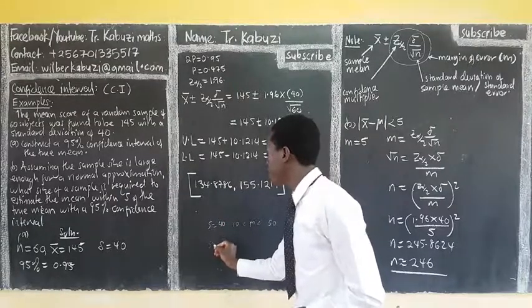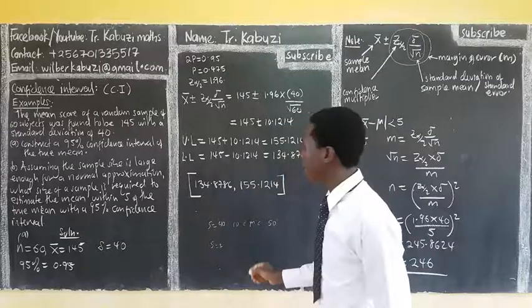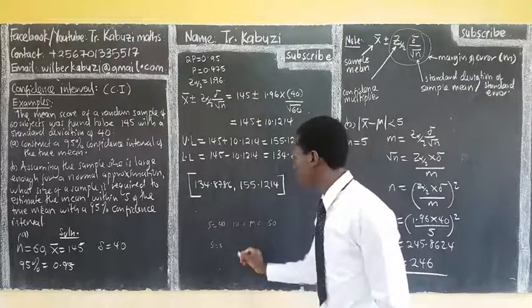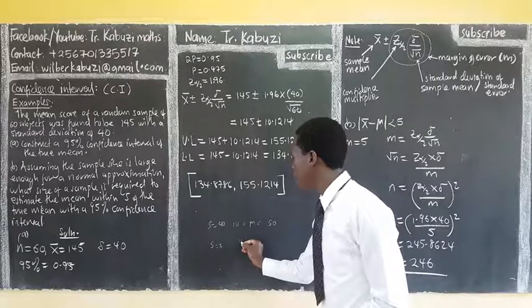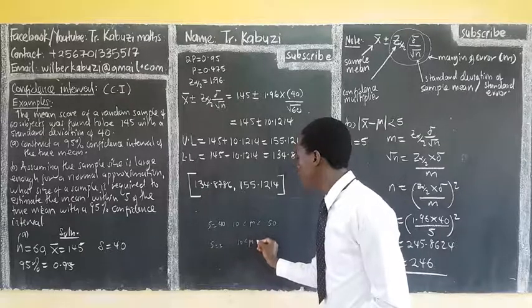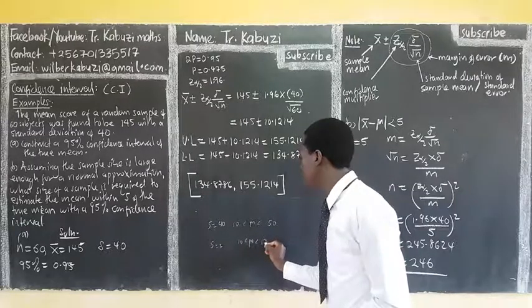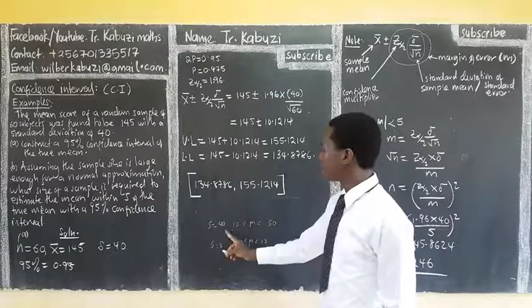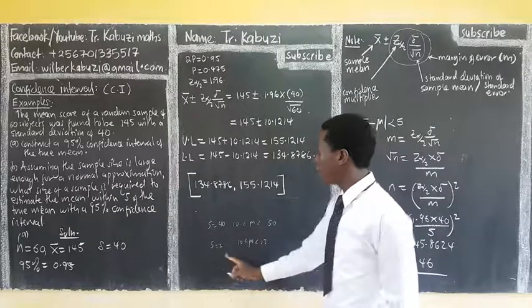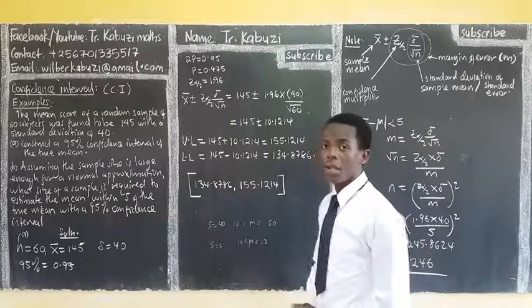But when the standard deviation is big, that's when you find that the interval is going to be wide. This is what I'm talking about. So when this is big, this is going to be also big. When this is small, even the interval is going to be small.